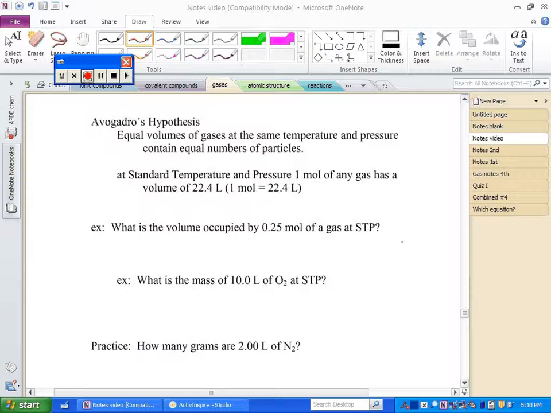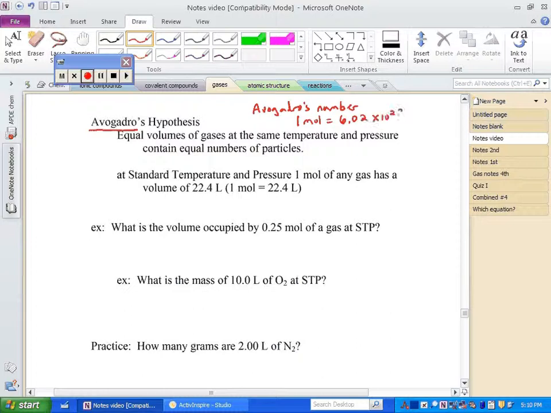Okay, this is Avogadro's hypothesis. This is the same guy who gave us Avogadro's number. So Avogadro is kind of the mole guy.